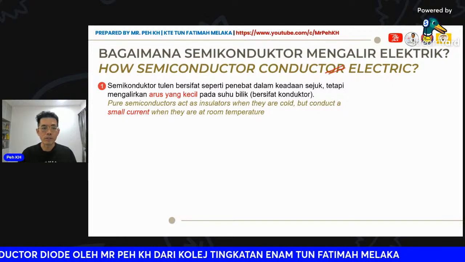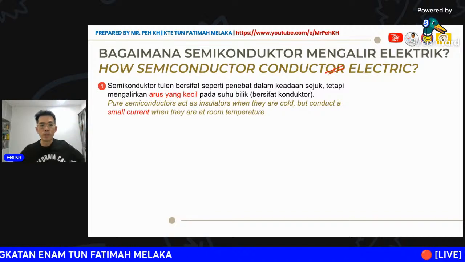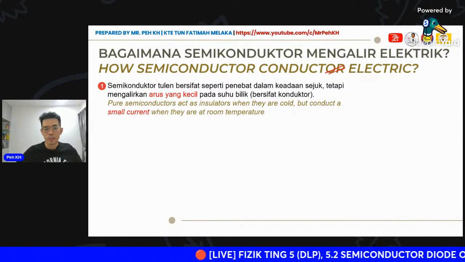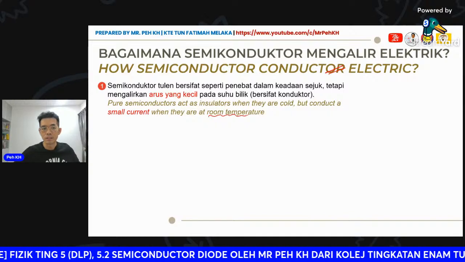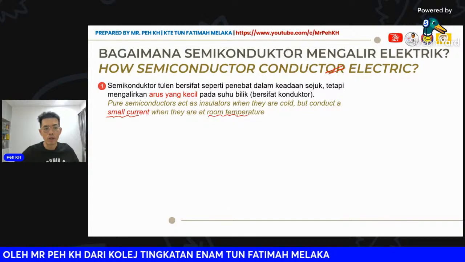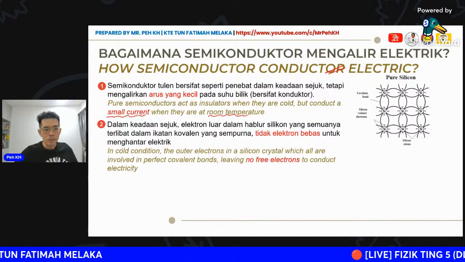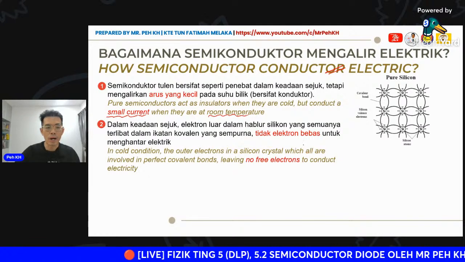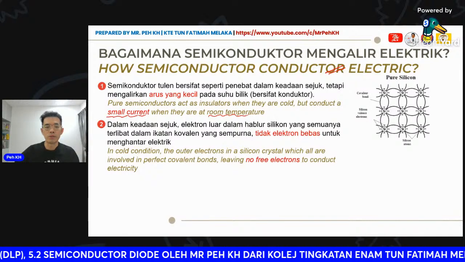Just now we mentioned that the conductivity of a semiconductor is between the conductor and insulator. The semiconductor is able to conduct electricity when it reaches a high temperature. At room temperature, which is about 25 to 30 degrees, only a small current is able to flow through the semiconductor. Why is this? Because in cold conditions, the outer electrons in the silicon crystal are all involved in perfect covalent bonds, leaving no free electrons to conduct electricity.